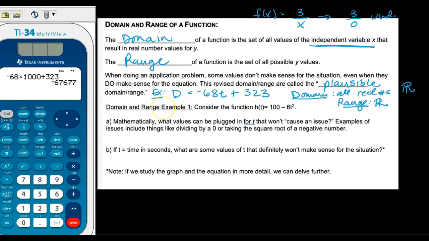It wouldn't make sense to say Susie is negative 300 miles away from home. So we can look at it both ways, mathematically and then in the real-world situation, what makes sense. So let's look at example 1.